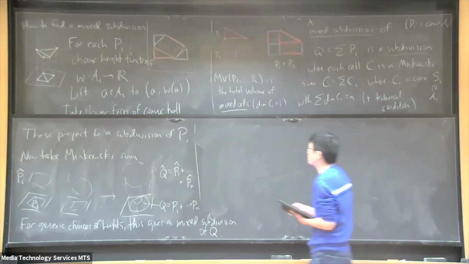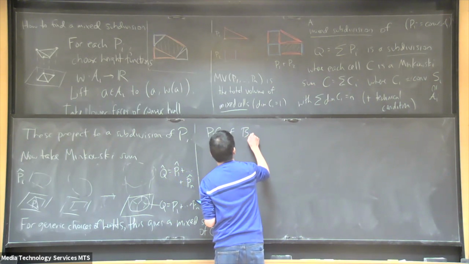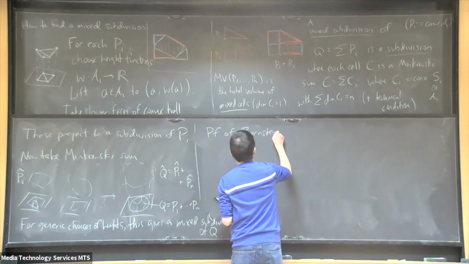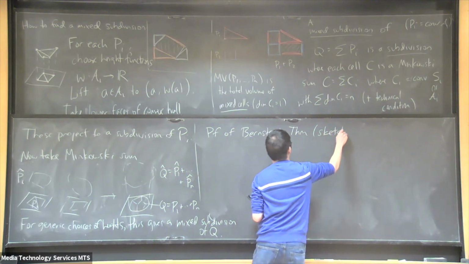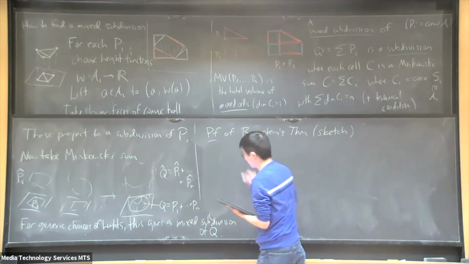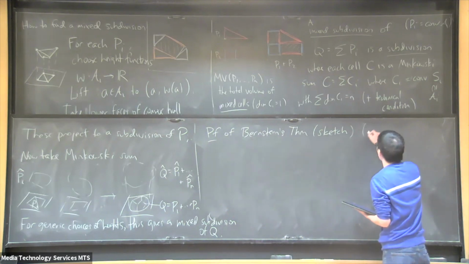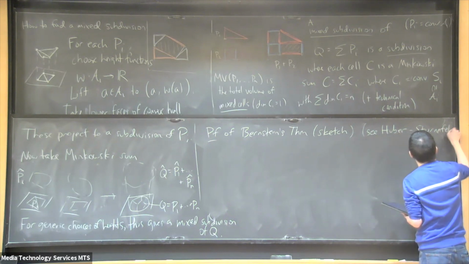Okay, so this is going to be a proof of Bernstein's theorem. I'm going to call it a sketch because I'm going to leave out some of the more technical details, but most of the key ideas will be here. This proof is adapted from the one by Huber and Sturmfels. This is roughly '95.